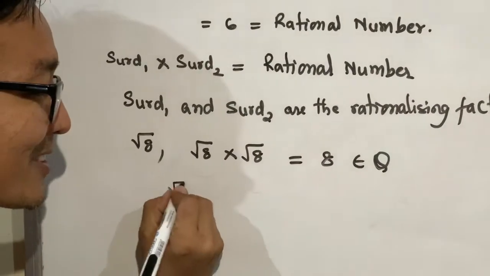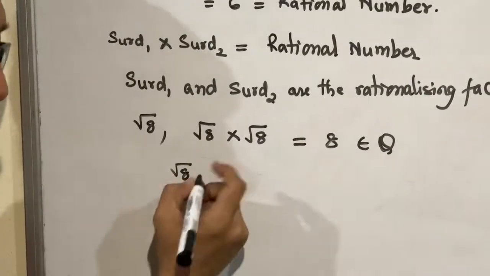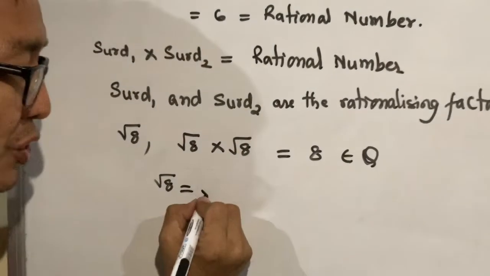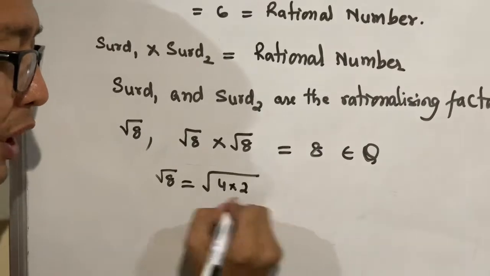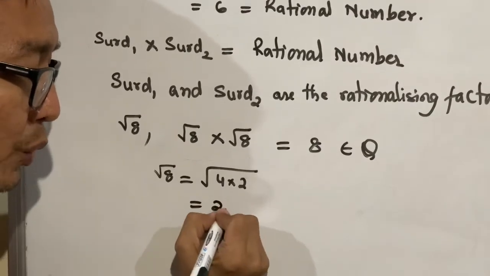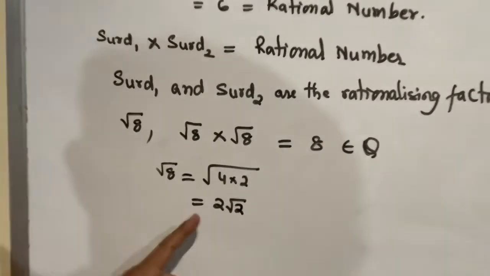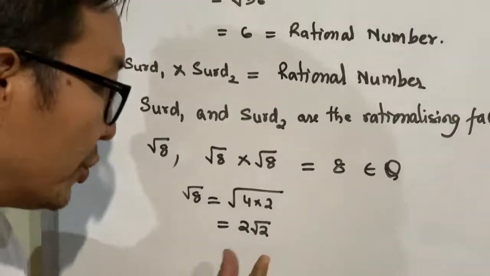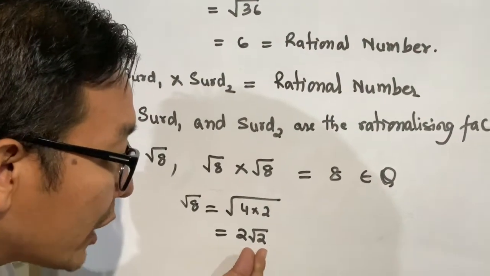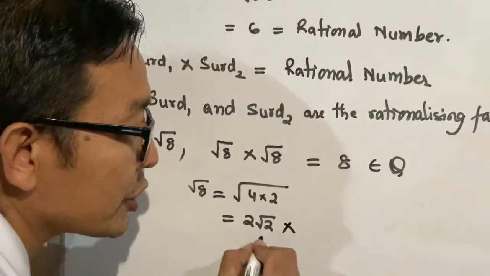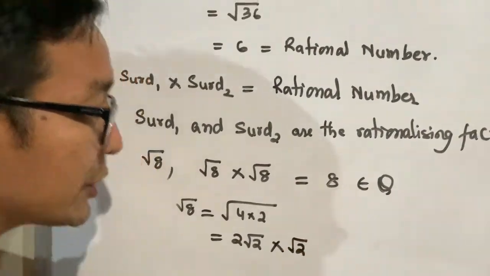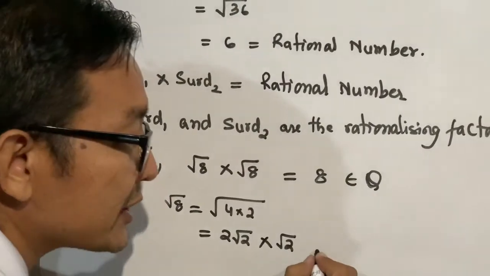Now let us consider root 8. Root 8 can be written as 4 times 2, which is 8. So the square root of 4 is 2, and root 8 can be written as 2 root 2. In example 2, the irrational number is root 2, so the rationalizing factor is root 2.